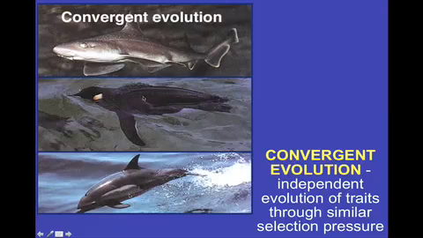Dolphins are mammals. As we're going to see, they have totally different ancestral body shape. But once they got back in the water and they needed to move quickly, selection favored streamlining. So this is convergence to solve the problem of moving quickly through water. Okay.